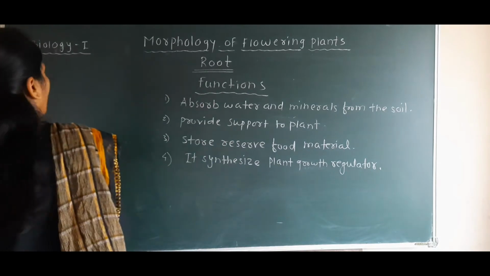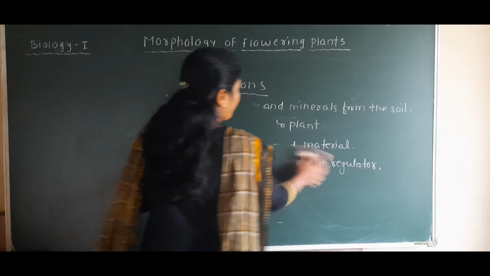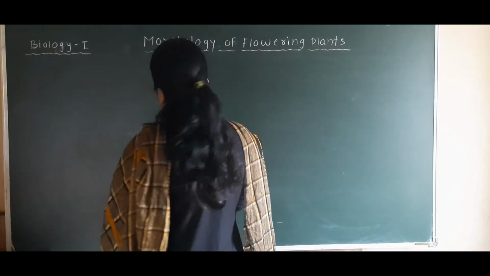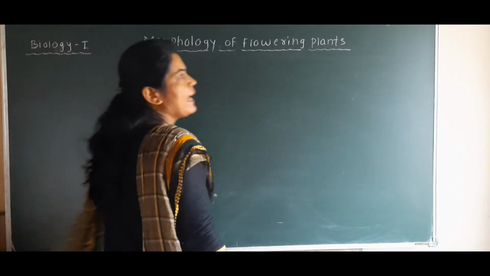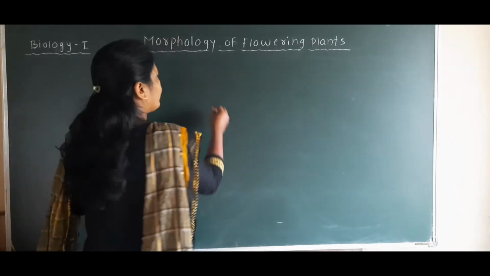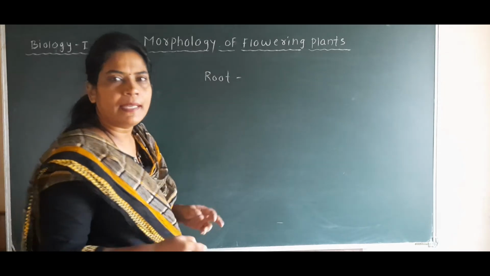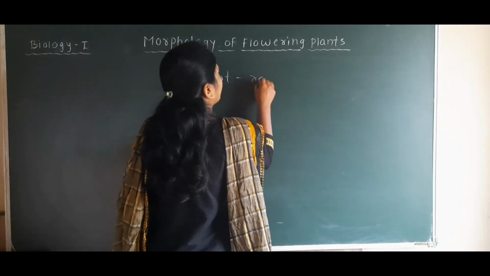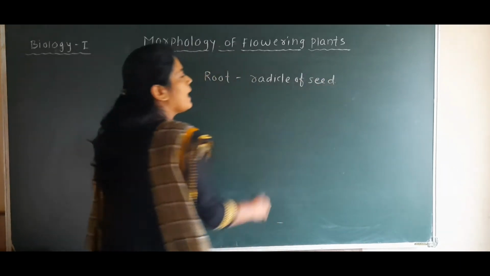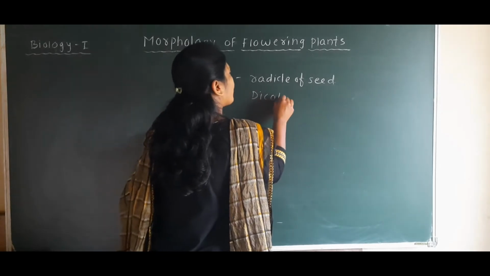Majorly, you have to know that the root part of the plant is developed from an important part of the embryo, and that is called the radicle. So here, before going to discuss the types of root, we have to know that the root in the majority of plants is developed from the radicle of the seed. Okay, and in the majority of cases, that means in the dicot plant.